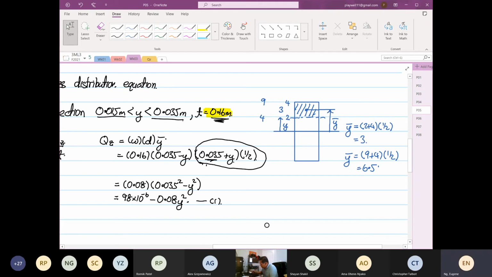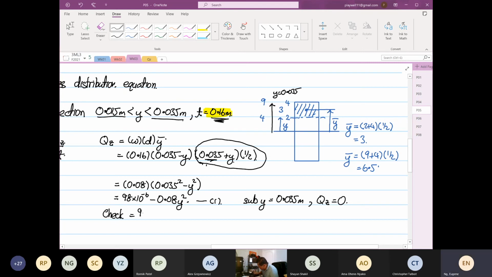So to know whether you're correct, you should substitute y must be equal to 0.035 meters. The Q, z must be equal to 0, right? Because at y equal to 0.035, there's no area.